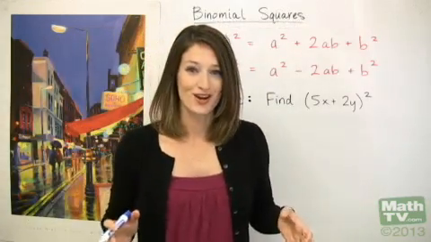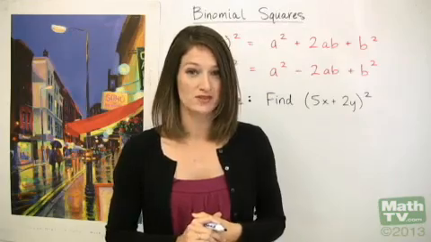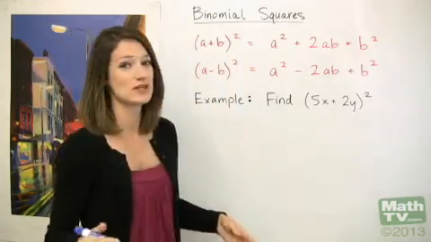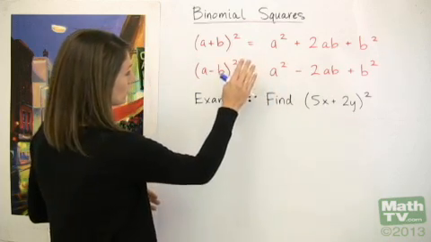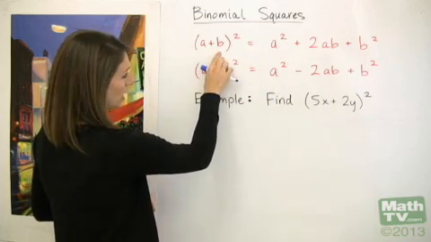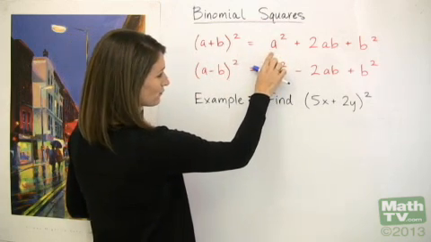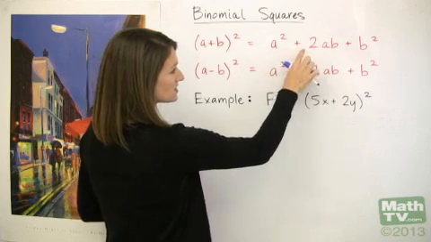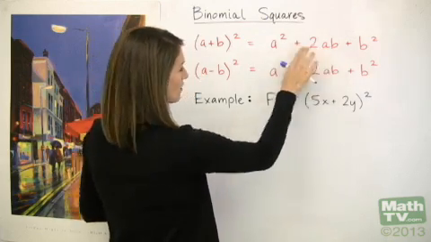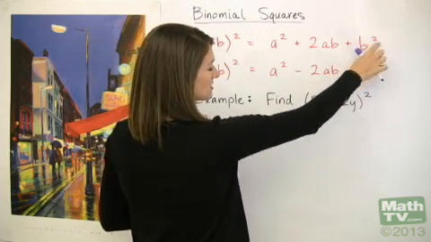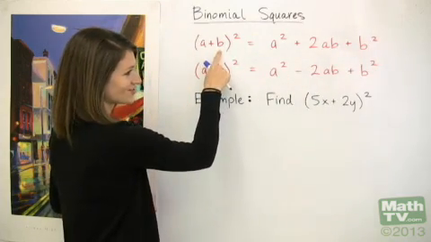Our first special product is the square of a binomial. So when you're squaring binomials, we found that the resulting product follows this rule. So let's say we need to square a plus b. We get a squared, where a is the first term squared, plus twice the product of our first term and our second term, ab, plus b squared, where b, again, is our second term.